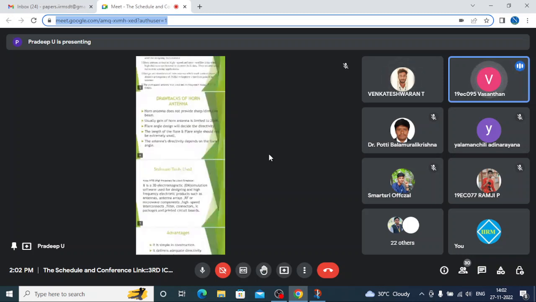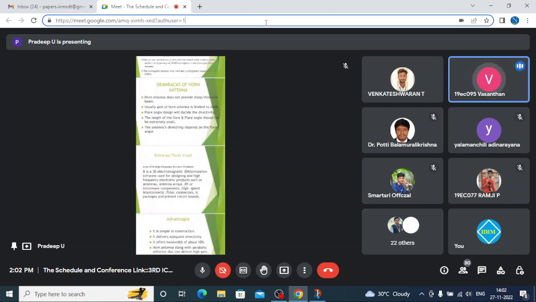That was the software tool used in this project. It is a 3D electromagnetic software used to design high-frequency electronic products such as antennas, antenna arrays, RF microwave components, high-speed interconnects, filters and connectors, and IC packages and printed circuit boards.